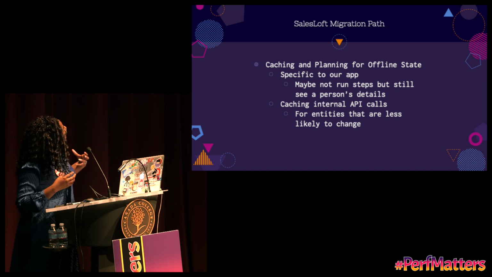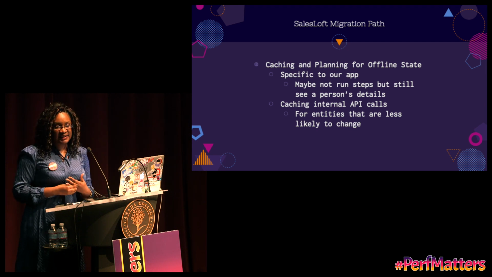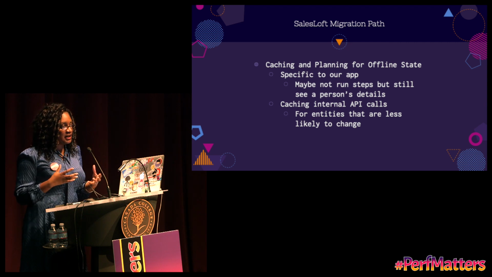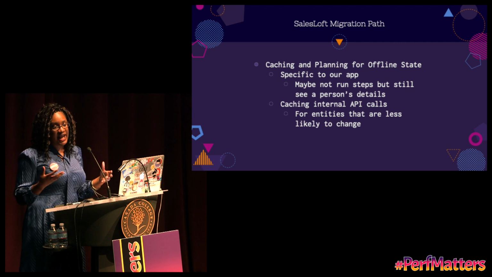And so as far as caching and planning for the offline state, you have to figure out what makes sense. What would a user expect to see in an offline situation? And what parts of your application are things that can be cached in that way?